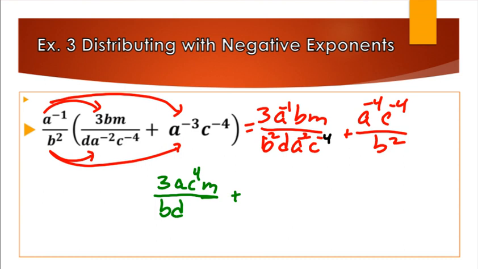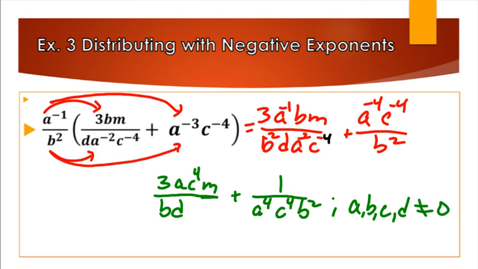All this plus a's got to go in the denominator, so a to the fourth. C's got to go in the denominator, so c to the fourth. B has to stay there. That leaves us with 1 in the numerator. And our variables a, b, c, d all cannot equal 0.